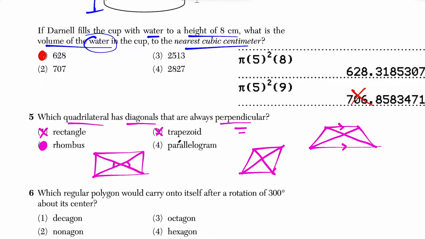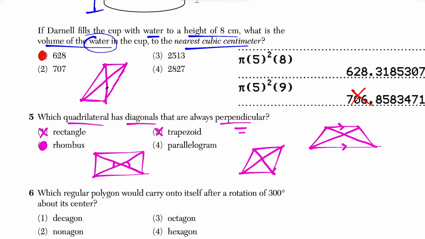So the trapezoid is out. Now for the parallelogram, and I'm going to make this so that it's not a rhombus. I'm going to make these sides here longer than the sides that are going horizontal. So we have these sides down here, and there's the other side over here like this. So there's our parallelogram, and now I'm going to draw in the diagonals.